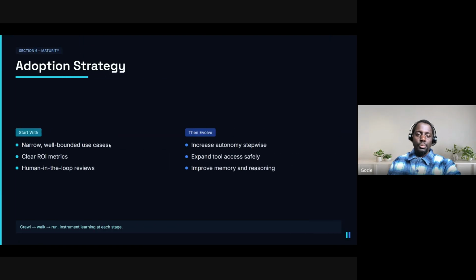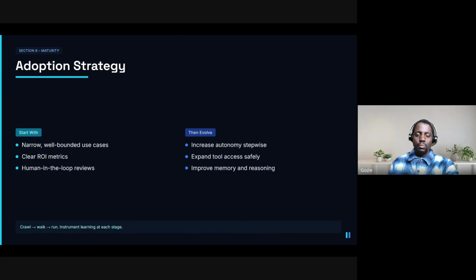And the adoption strategy should, as much as possible, start with narrow use cases, clear ROI, that's return on investment, and human oversight. There should be that human oversight. Then you can expand to increase autonomy, expand the level of tools being used, and improve reasoning. So there's a journey and not just a jump. Start narrow, ensure the return on investment is clear, with human oversight looking after things, iterating and streamlining the process.